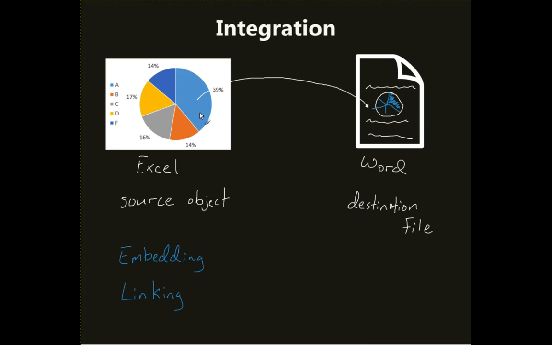Embedding, for example. Embedding basically makes a copy. It makes an entire copy of my Excel spreadsheet and then literally puts it into the Word document. Now, what about linking? Linking actually does something different. You can think of it like it creates a bridge between two files.